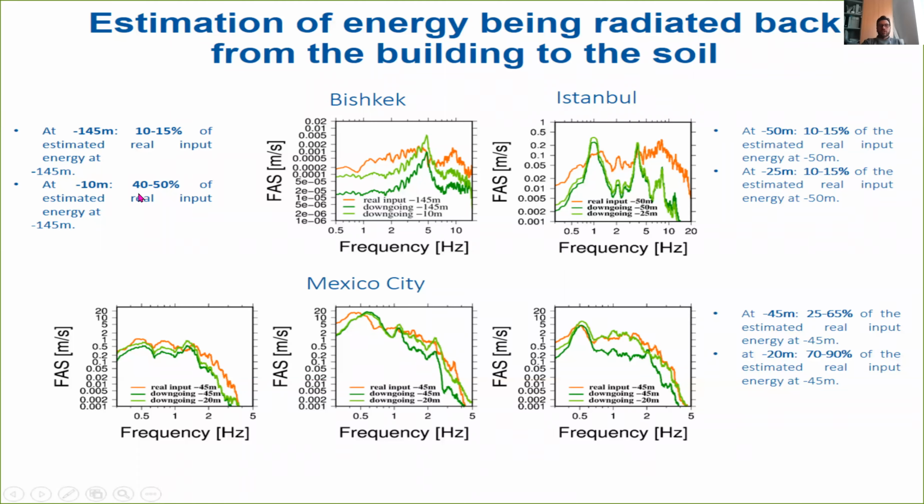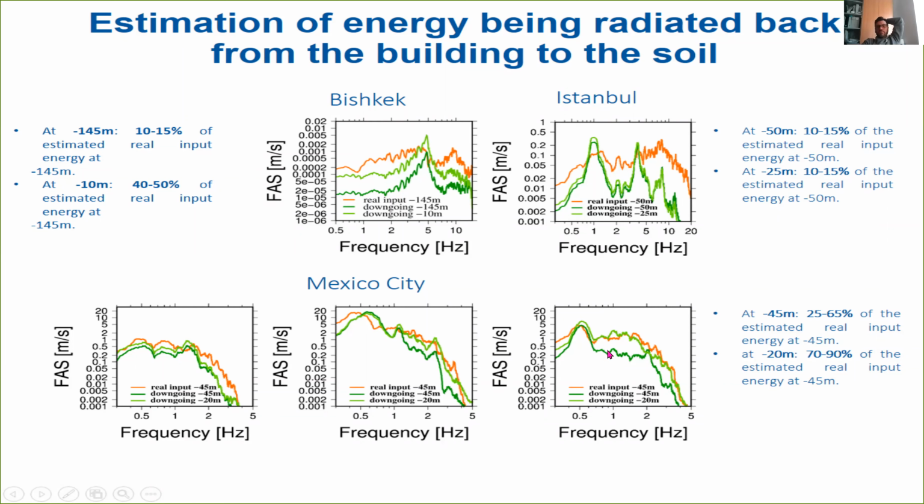So for example, at Bishkek, at 10 meters depth, so quite close to the structure, there was still 40–50% of the real input, the signal retrieved without the downgoing waves, sent back to the structure. So it's like the soil is nearly transparent. This is due to the impedance contrast between structure and soil. This was generally a bit smaller in Istanbul, and again, probably due to the coupling between soil and structure.